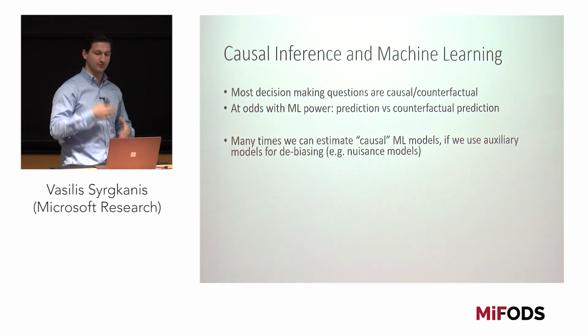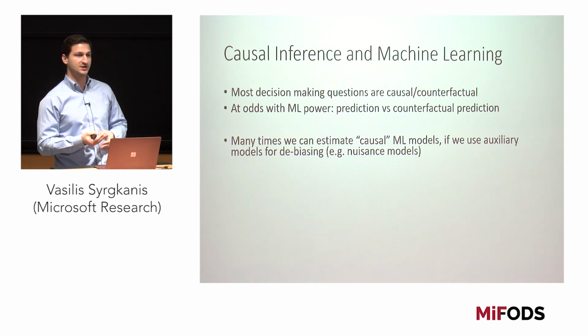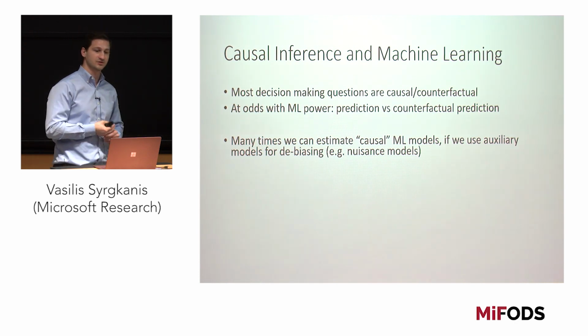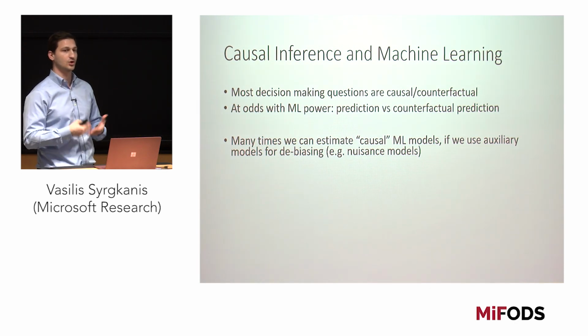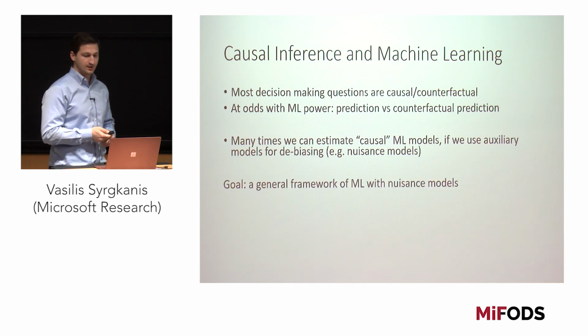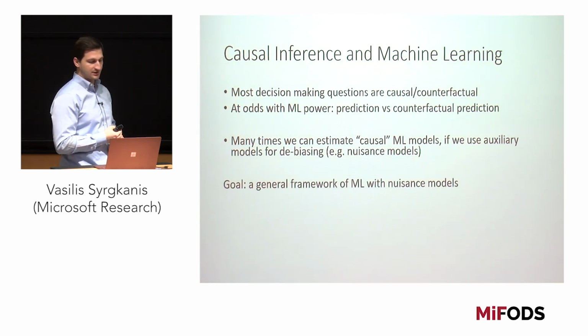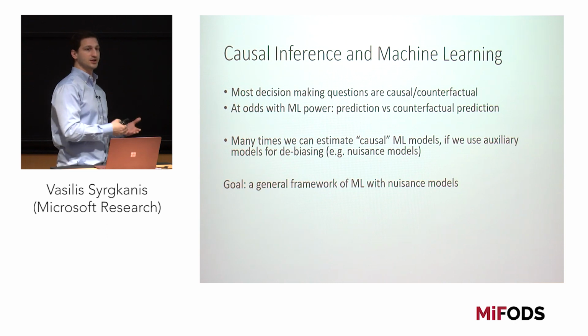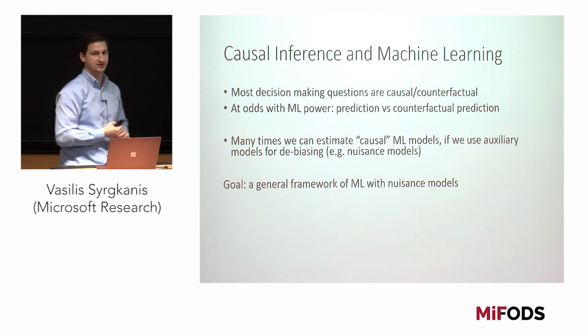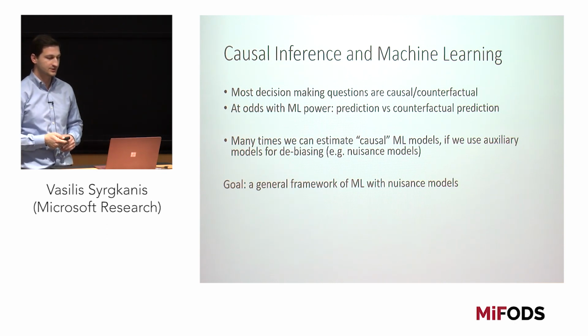So there is some hope of combining multiple machine learning models in an intelligent way so that you can get a sort of causal-looking model. So the goal would be to develop a general framework for such machine learning with nuisance models. These auxiliary models are typically called nuisance models.